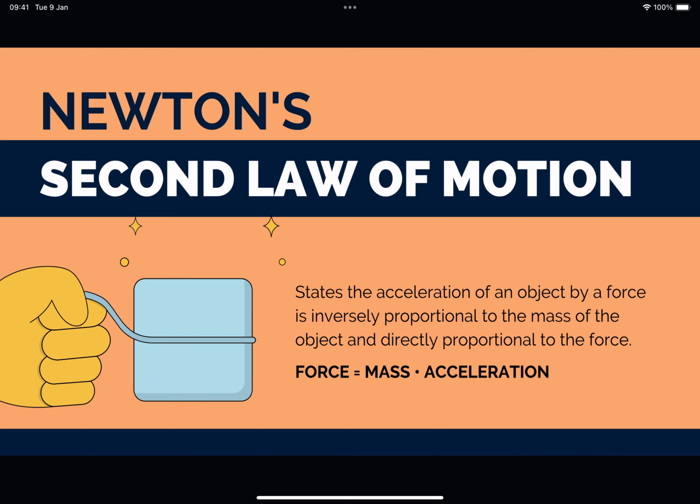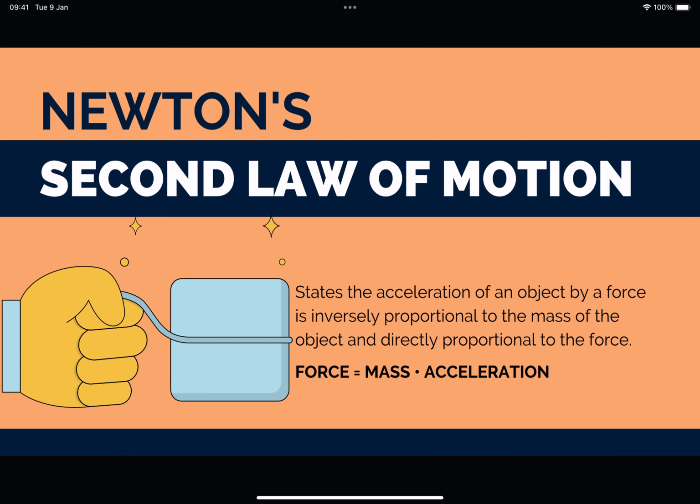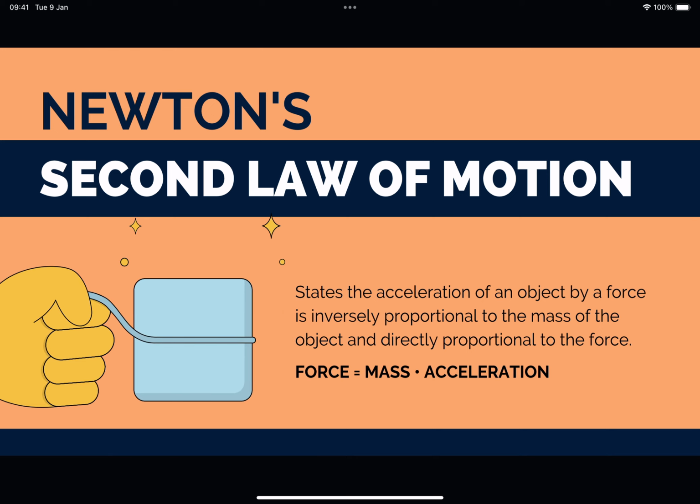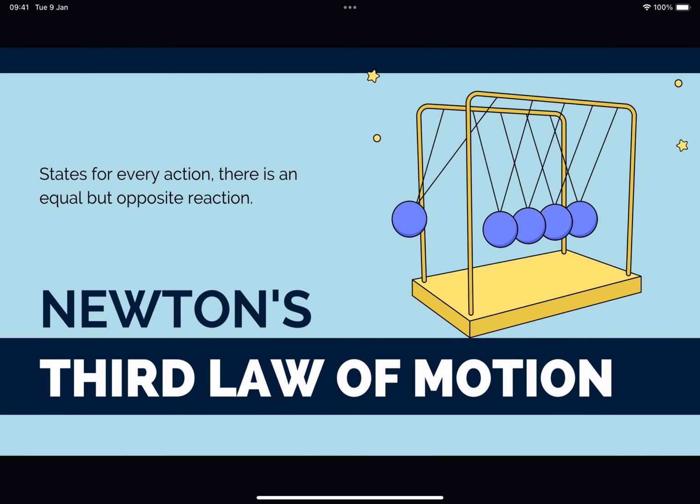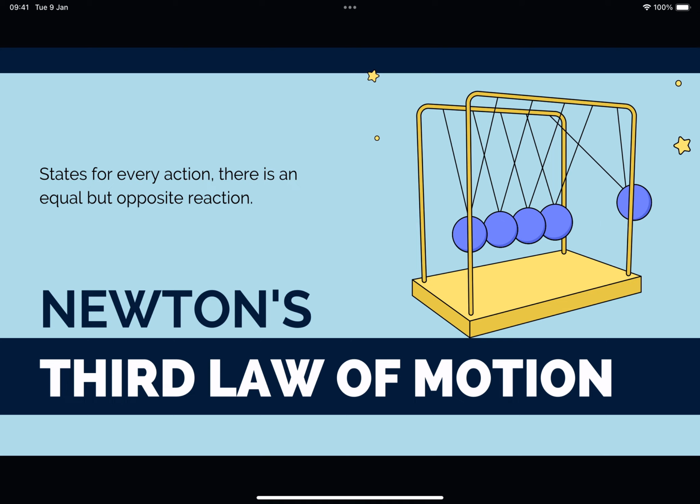We need to make sure about that. Mass is inversely proportional to the acceleration. If mass is increasing, acceleration is decreasing accordingly. Mass remains constant most of the time. So it states that for every action there is an equal and opposite reaction. This is Newton's third law of motion.